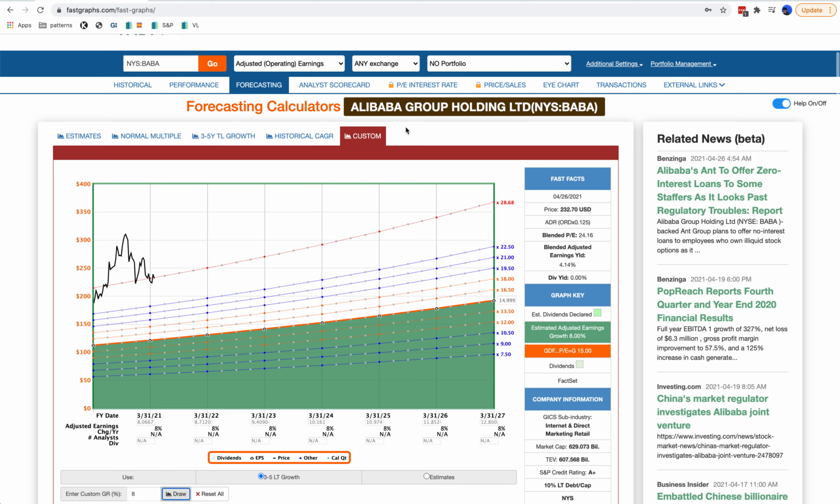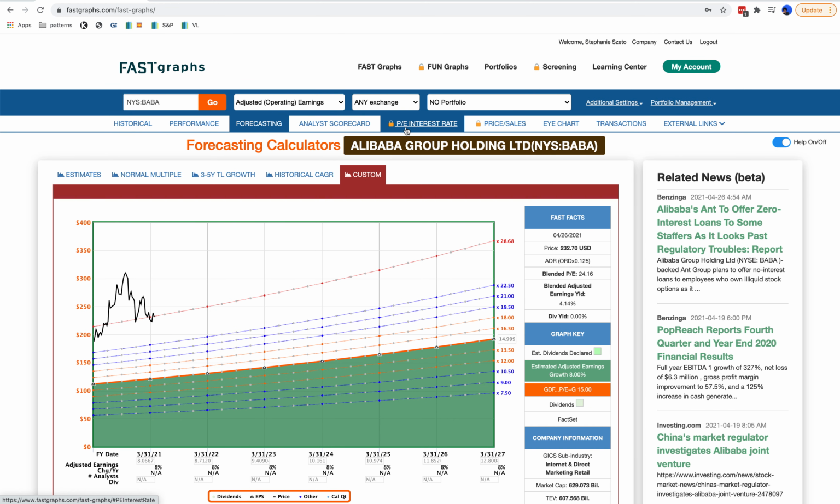FastGraphs, I'm just using the basic tier, which is, I think, like $16 a month.